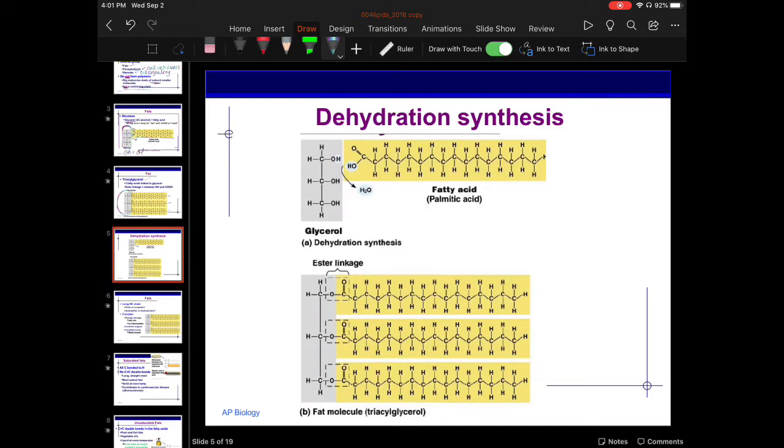So just like all of the other molecules are made with dehydration synthesis, so are fats. The only difference is they're not built combining similar monomers. Their monomers are a glycerol and a fatty acid. It's putting those two things together, but it is still releasing water and forming a bond that is called an ester linkage. Okay, so this is a fat molecule. Okay, triacylglycerol.